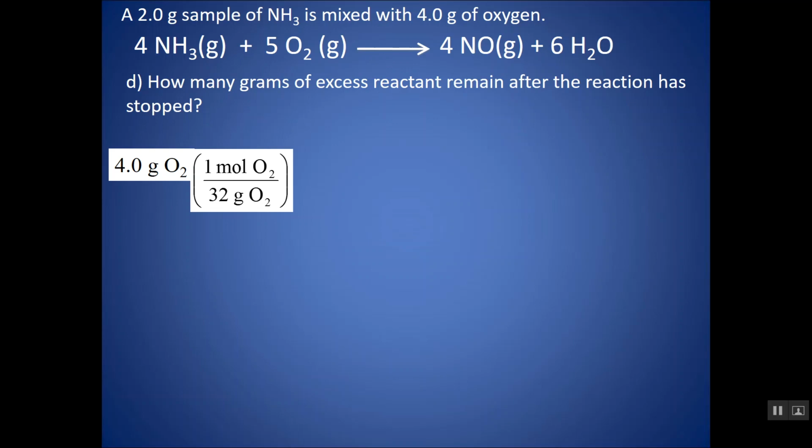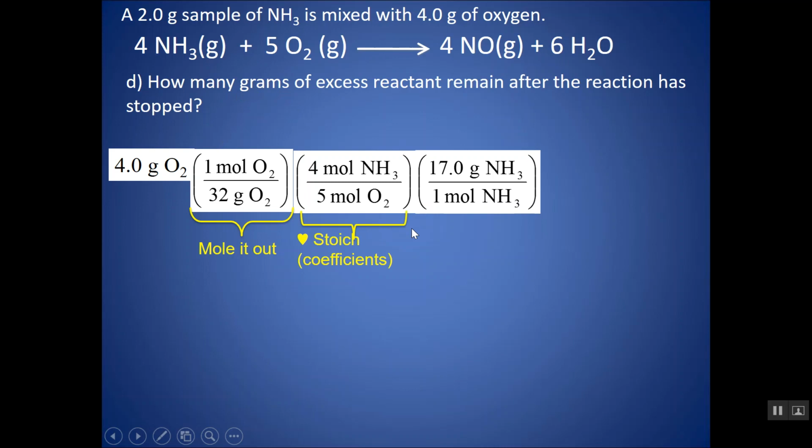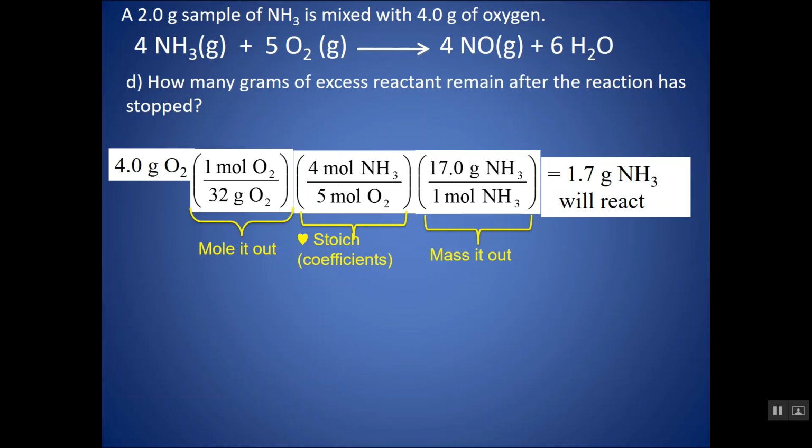So I have 4 grams and I'm turning it into moles. Now I'm taking my moles of oxygen, my limiting reactant, and turning it into moles of ammonia. So here I am with my stoichiometry of 4 to 5 ratio. Now I'm in moles of ammonia. Since they asked me about mass or grams, let's mass it back out using the molar mass, 17 grams for every 1 mole. And I get that there's 1.7 grams of ammonia. That's how much will react with the oxygen gas. That's how much is going to get used up with the limiting reactant, because remember, we're not going to have any of the limiting reactant left in the container.